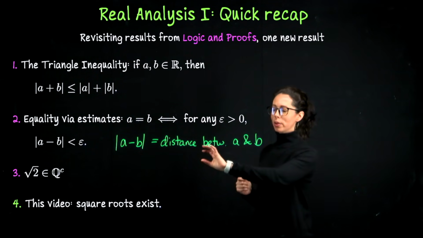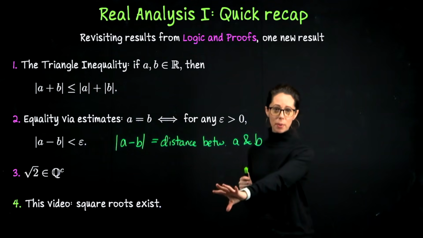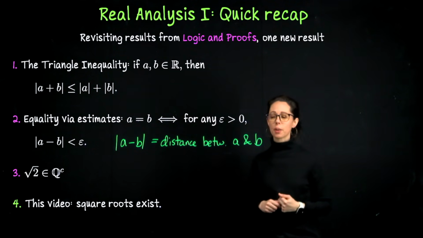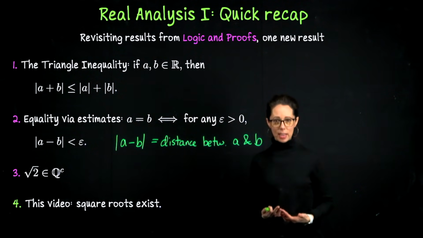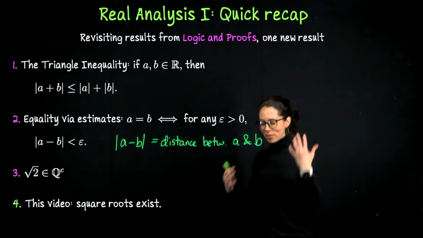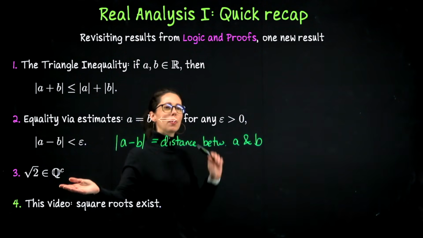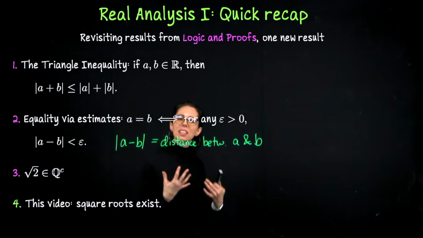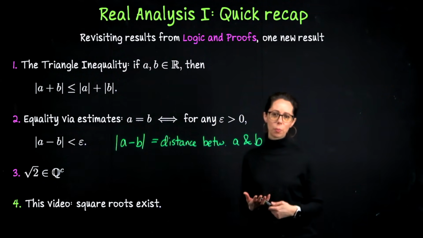Before I say more about the square root of 2, let me just move on to the result that we will prove in just a moment. So this is going to be the only result in this lecture: that square roots actually exist. So if you think back to the square root of 2 is irrational, you could say, wait, how do I even know that there is a number whose square is 2?